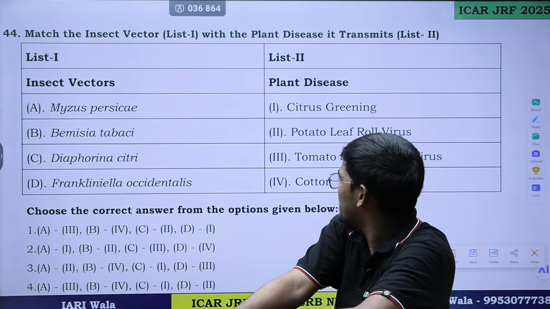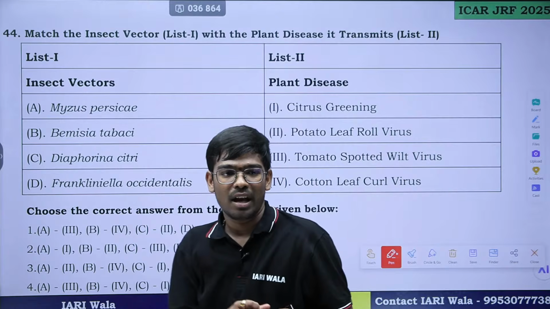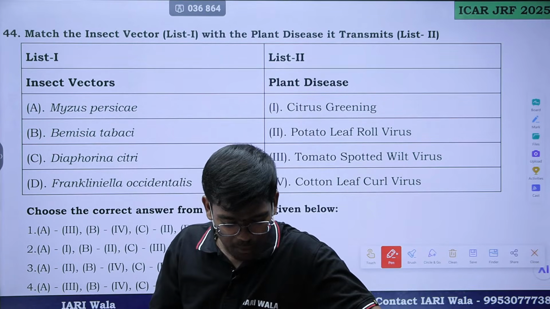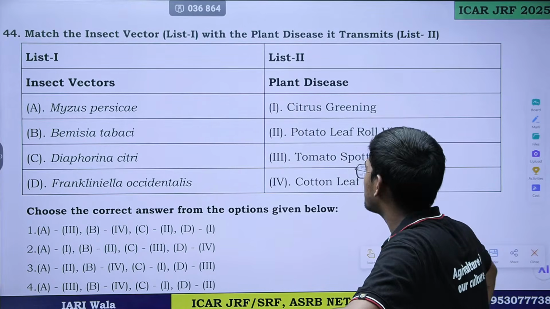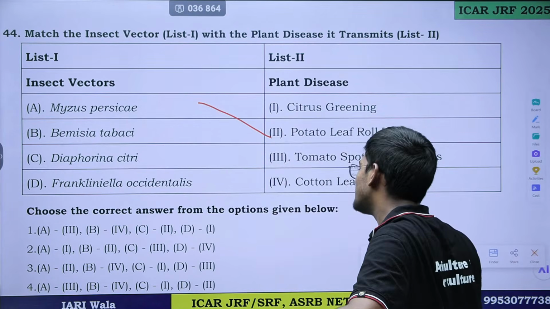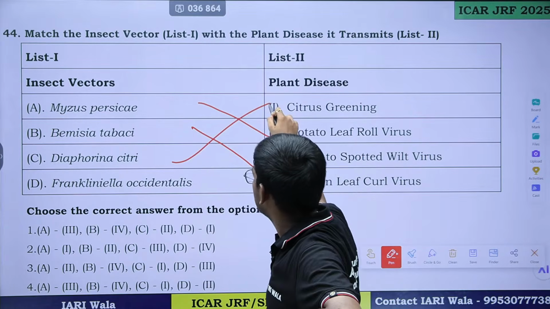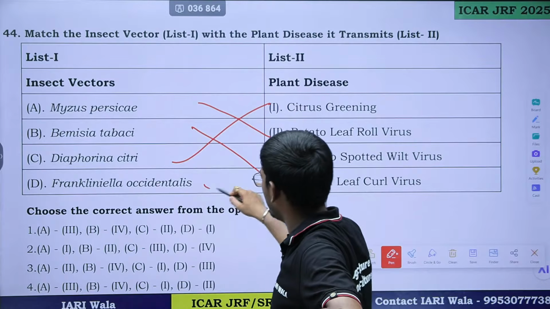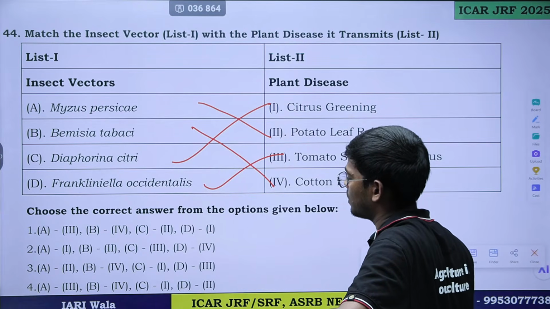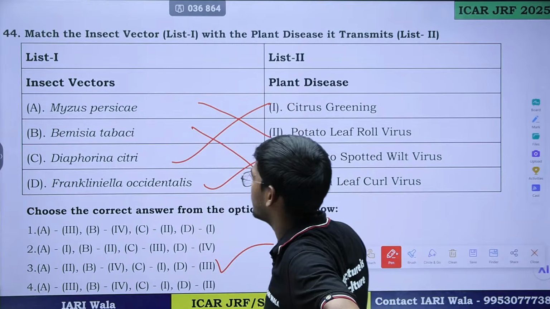Insect vectors: Myzus persicae, Bemisia tabaci, Diaphorina citri, Frankliniella occidentalis. And on this side: citrus greening, potato leaf roll virus, tomato spotted wilt virus, and cotton leaf curl disease. Many students gaming confident 3, Chaya Sahu. Myzus persicae, potato leaf roll virus. Bemisia tabaci, leaf curl, we all know this. Diaphorina citri, already I said it is a citrus psylla. Frankliniella occidentalis, tomato spotted wilt virus. A2, B4, C1, D3, yes, third one. Question 44 is 3.